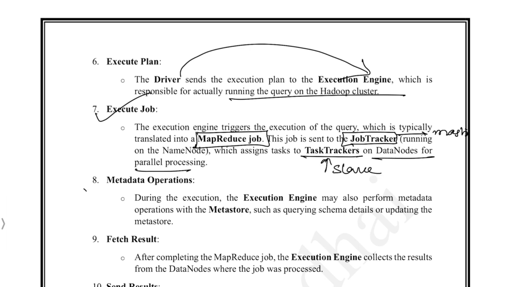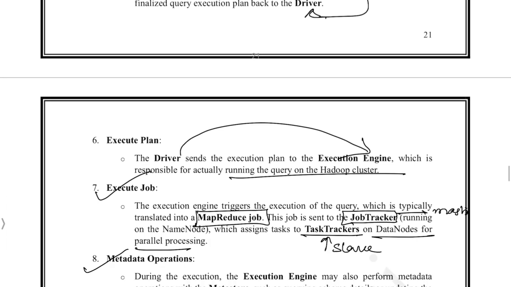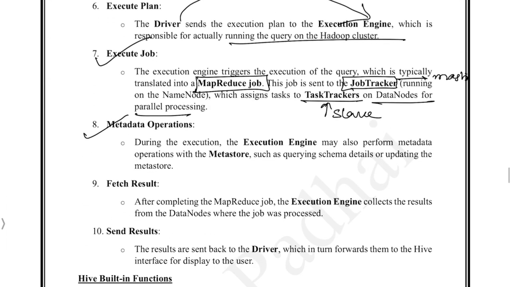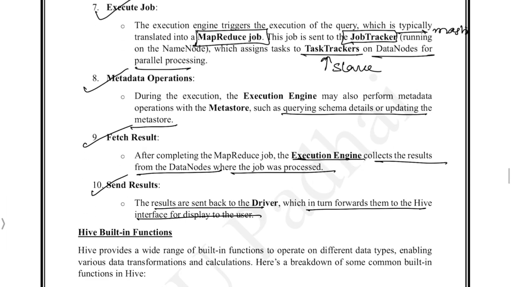Once the read and write operations are performed, the information is fetched back to the execution engine again. Okay, now you are querying the schema details and updating the metastore. You get back the original information, then you fetch the result. Fetching the result, the execution engine collects the results from the data nodes where the job was processed. Next, send results. The results will be sent back to the driver, which in turn forwards them to the Hive interface and displays them to the user.